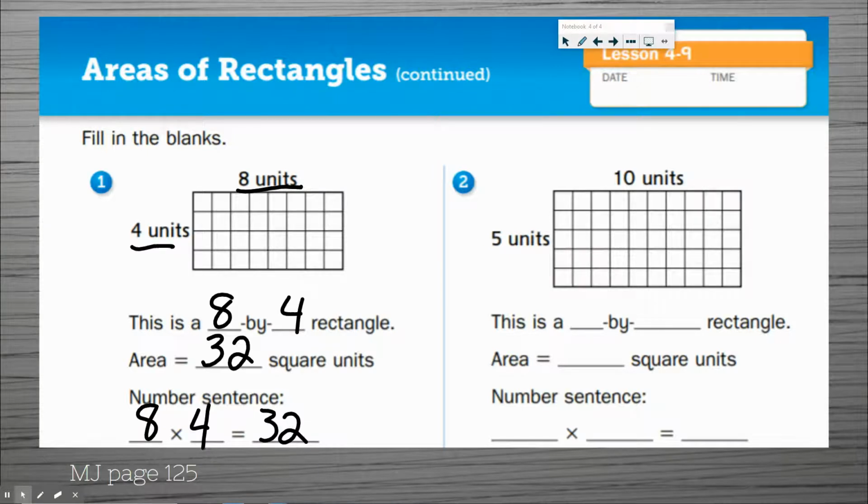Looking at number 2, we have 10 units across the top and 5 units on the side. So this is a 5 by 10 rectangle. So what is the area of this rectangle? You should have said 50. And what is the number sentence for this rectangle? You should have said 5 times 10 equals 50.